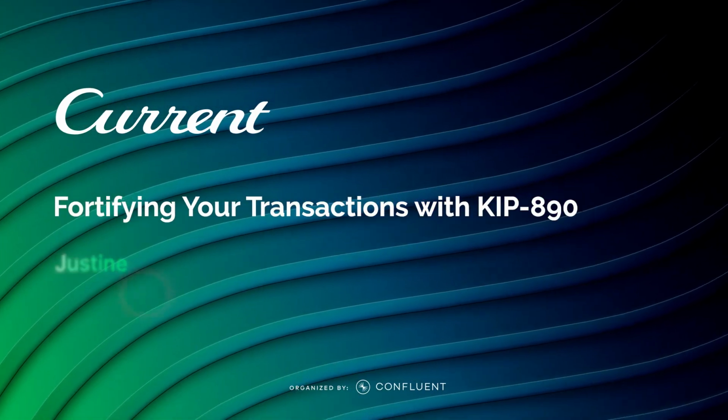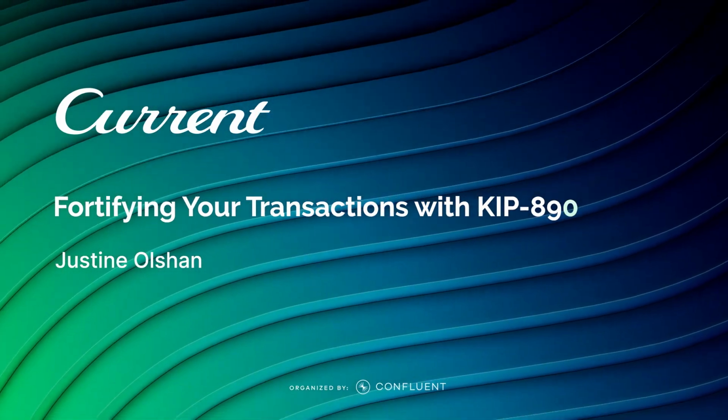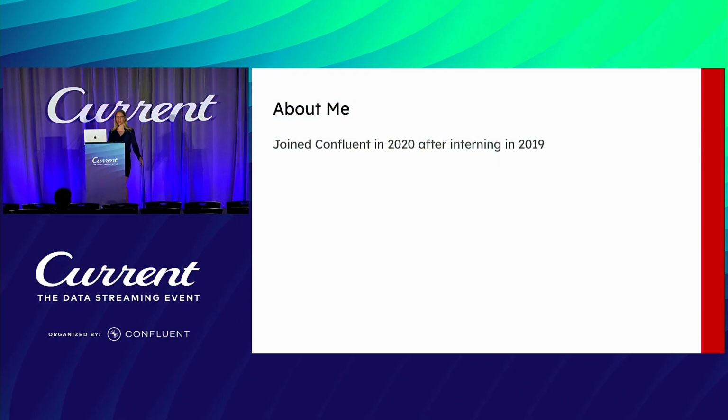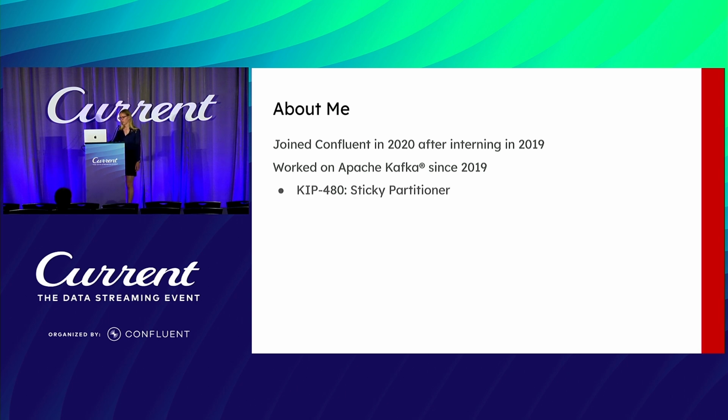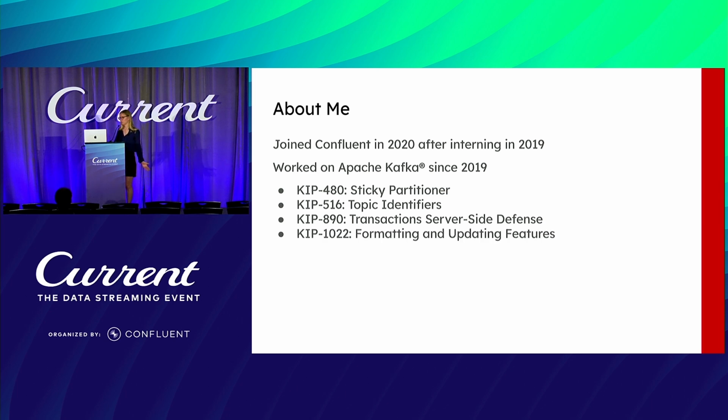So quickly, let me just talk about me really quick. I joined Confluent in 2020 after interning in 2019. I worked on Apache Kafka basically since 2019. And some of the KIPs I worked on are KIP-890, the sticky partitioner, the first version, topic identifiers, transaction server-side defense, which is what I'll be talking about today, and KIP-1022, which is about formatting and updating features.